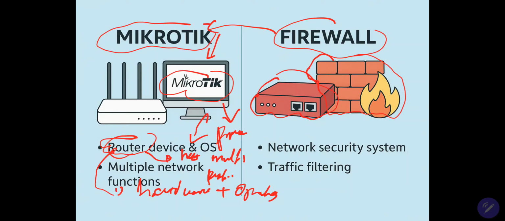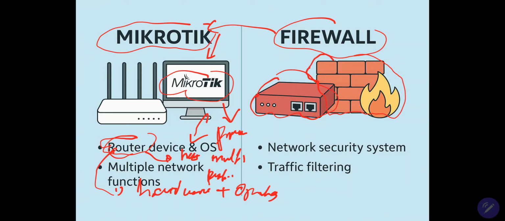The next function of the Mikrotik is bandwidth management, which is to control speed. If you have internet access in your office and you want one of your employees to have fast speed and another employee to have slow speed, you can manage that.